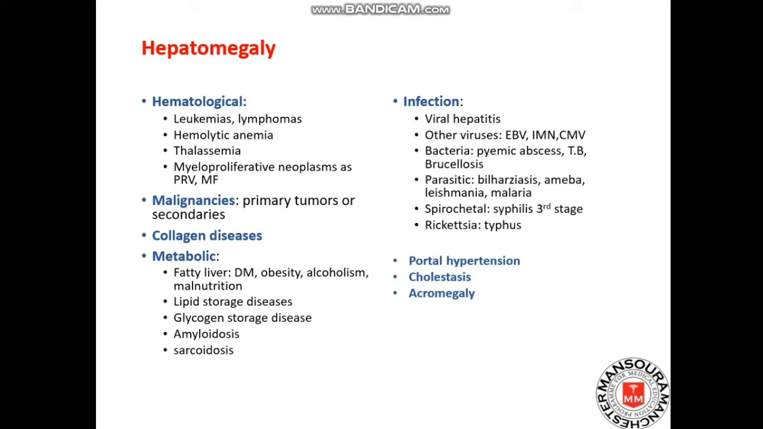Infection as viral hepatitis, other viruses, Epstein-Barr virus, infectious mononucleosis, cytomegalovirus, bacteria as pyemic abscess, tuberculosis, and brucellosis. Parasitic as bilharziasis, amoeba, leishmaniasis, and malaria. Spirochetal in syphilis, third stage, rickettsial as in typhus. Portal hypertension and cholestasis, acromegaly.